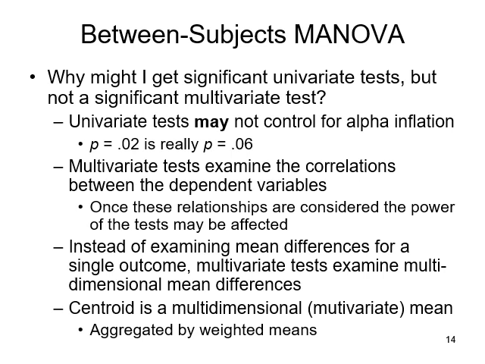So just remember that they are testing for different things, and there are going to be some times where you get some pretty unique situations. So again, instead of examining mean difference for a single outcome, the multivariate test is examining multidimensional mean differences. As the centroid is multidimensional, it also is an aggregate of weighted means across those IVs. So all of this is basically to say that you will occasionally find a situation where the MANOVA is significant and you do not have any significant ANOVAs.